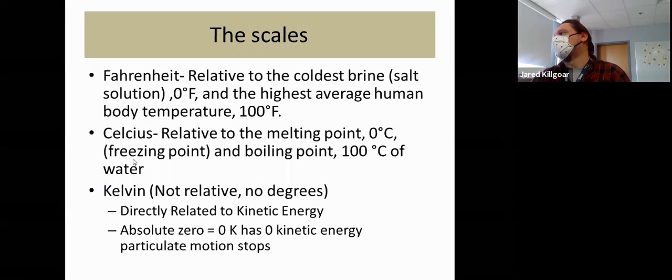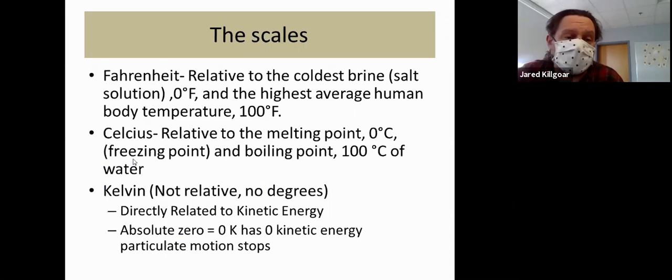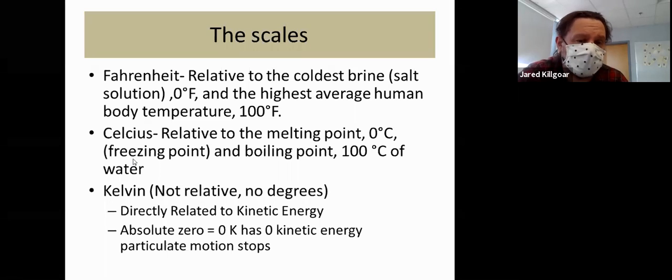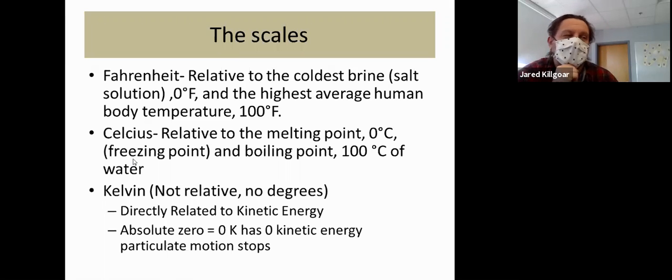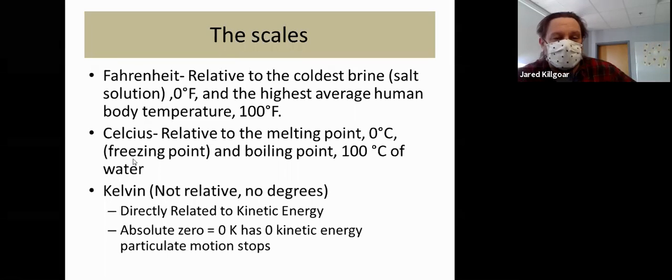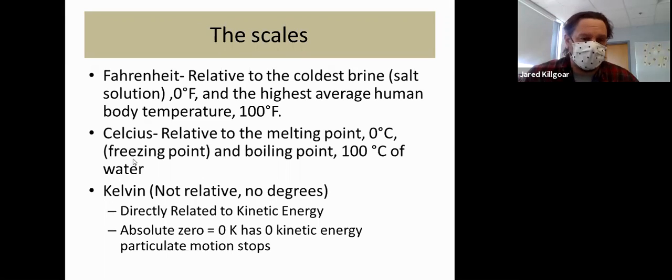So the scales that most people are familiar with are the Fahrenheit scale, which is not the worst scale in terms of science. It's based on the coldest brine could be and the average body temperature. Now we know a little bit more about the average body temperature being 98.6, but when they came up with it, they assumed it to be 100.